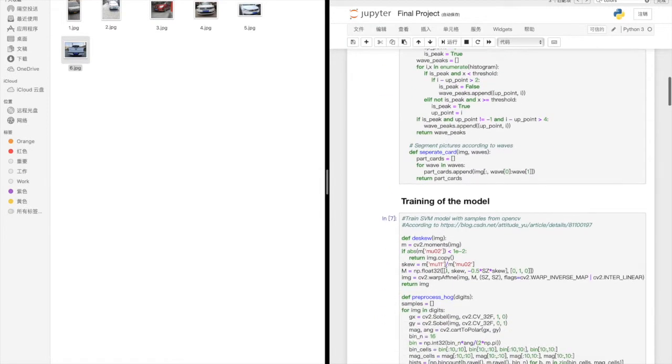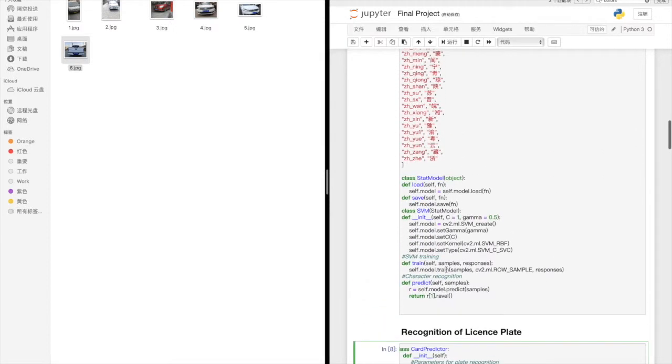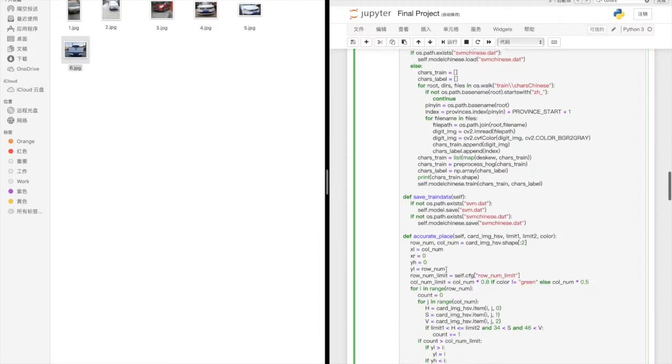So we first train an SVM model with the samples from OpenCV. This model is able to recognize the English words, numbers, and a few Chinese words, which are included in the Chinese license plates. And this model could recognize only one character at a time.